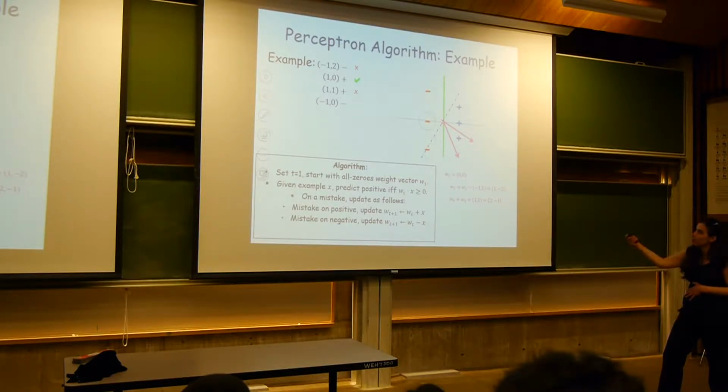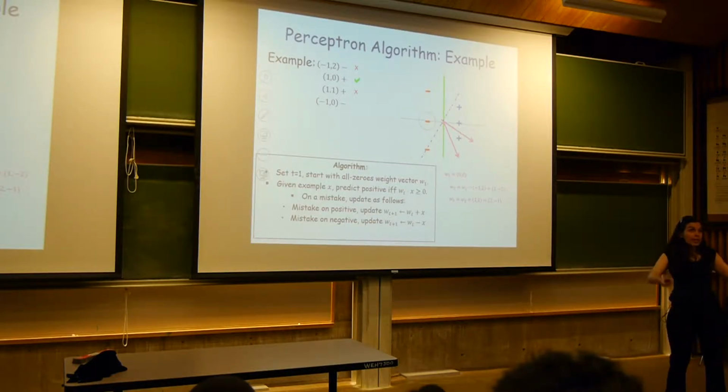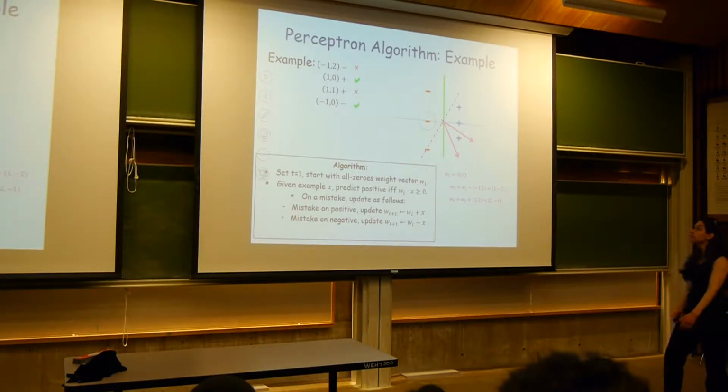Okay, so another new example comes in, but that's a true negative example. Because our current guess for the target is the W3 vector, and this is the corresponding hyperplane, we're going to correctly classify this negative example, so we're not going to make a mistake, and we're not going to update our weight vector. So we are correct here, yeah?